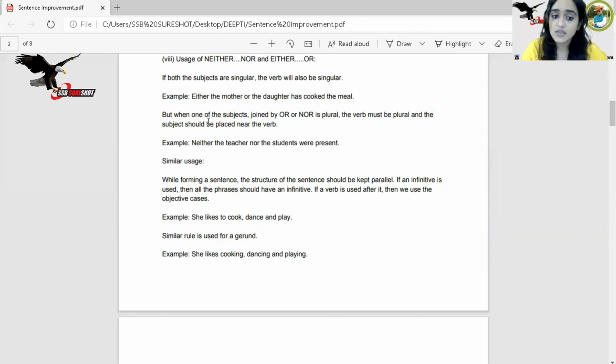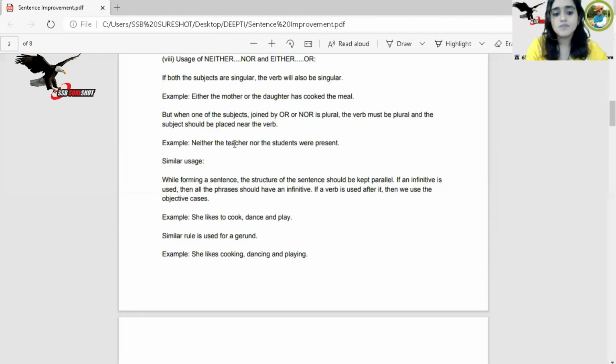But when one of the subjects joined by or, nor is plural, the verb must be plural and the plural subject should be placed near the verb. Let us look at this example. Neither the teacher nor the students were present in the class.